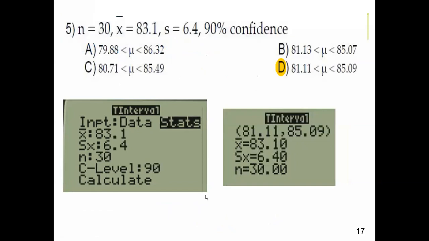Here I give you all the information. I give you N, I give you X bar, I give you S, I give you the confidence level. So it's still stats: X bar 83.1, Sx, there it is, your S value, the sample's standard deviation 6.4. You're given N is 30. I'm using 90. I could have used 0.9 or 0.90. Didn't make a difference. But the key thing is look at how your calculator gives you the answer right on the money. There's no discrepancies whatsoever, which is kind of neat.